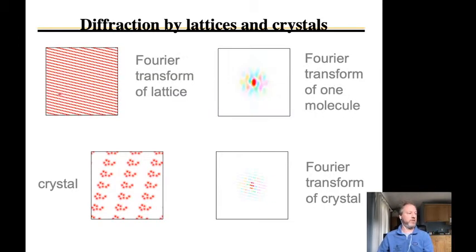And that's shown here. So here's the lattice. Here's one molecule. If you multiply these two together, you get the Fourier transform of that crystal. So the information that's here is intensity and phase, and that would give us the information we need to solve the crystal structure from the equation a couple slides ago.